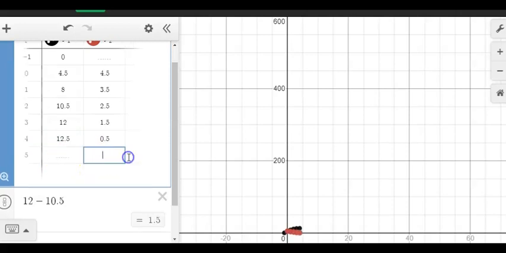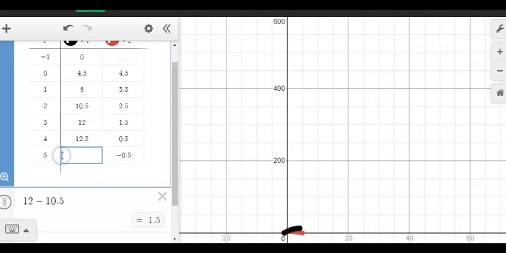So what are we going to do now? Let's see. I'm decreasing 1 each time. I went from 4.5 to 3.5 to 2.5 to 1.5 to 0.5. So I would have to go to -0.5 to go down 1. So if I subtract 0.5 from 12.5, I get 12. So let's go back and look now at the graph.